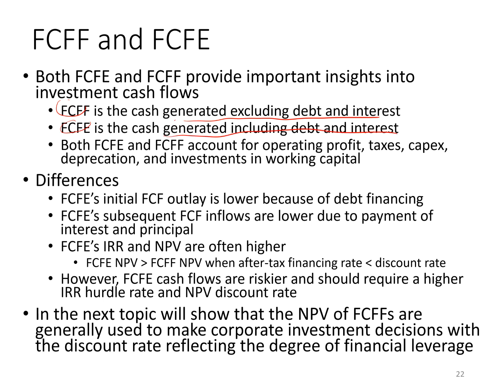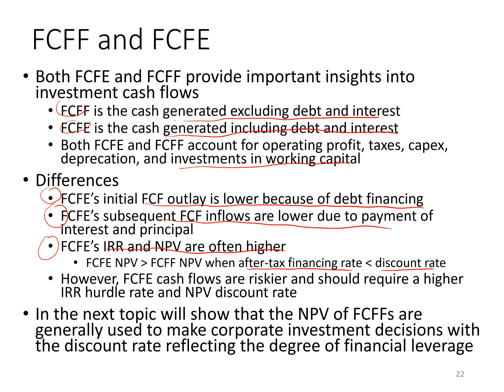Both FCFE and FCFF account for operating profit, taxes, CapEx, depreciation, and investments in working capital. The difference is that for FCFE, the initial outlay is lower because of financing. For FCFE, the future cash flows are also lower because of payments of principal and interest expense. The FCFE IRR and NPV are often higher. And as a rule, the NPVs and IRRs of equity or debt financed projects are going to be greater when the after-tax financing rate is less than the discount rate.